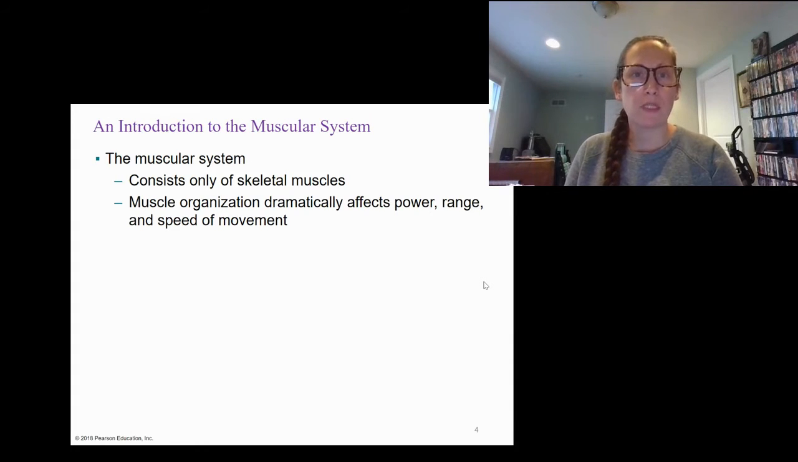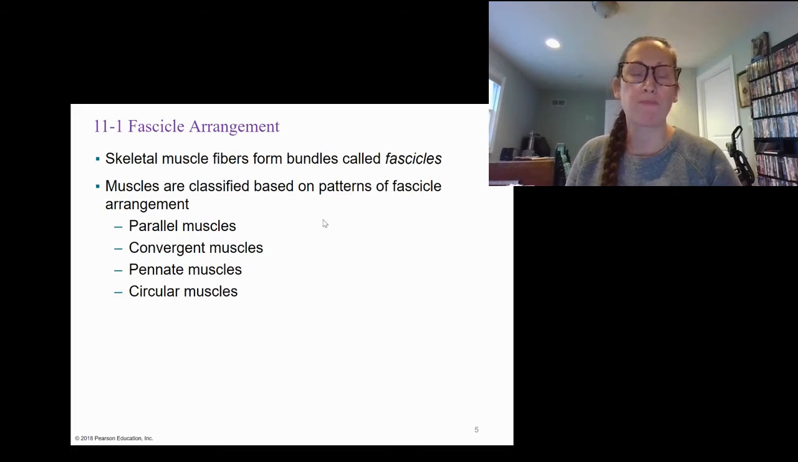So as you can see, the muscular system that we are talking about is only going to consist of skeletal muscles. There are obviously other types of muscle tissue in your body, smooth muscle and cardiac muscle, which we will focus on when we look at those systems. Muscles are organized in various ways, and that determines the types of movements, the range of movement, as well as the amount of power that can be generated by those muscles.